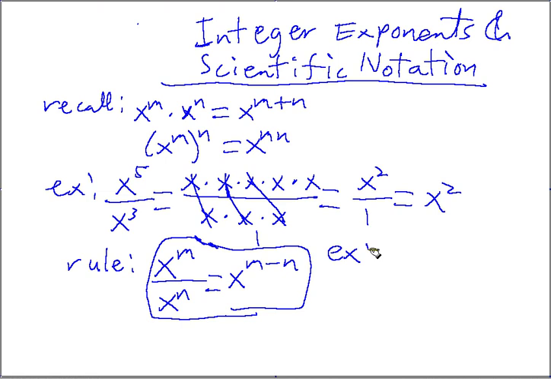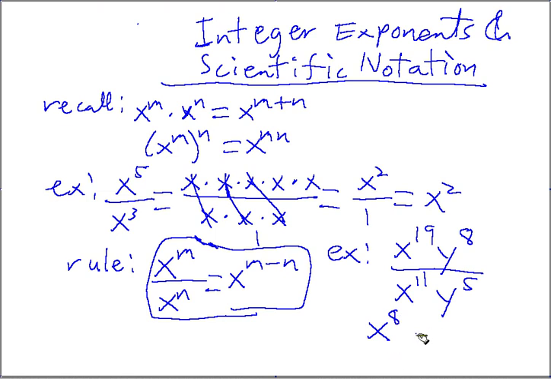If I give you a problem like this, for example, x to the 19, y to the 8th, divided by x to the 11th, y to the 5th, all you do is subtract the corresponding exponents. You can look at a problem like this and just write the answer down. This is x to the 19 minus 11, so that's x to the 8th, and y to the 8 minus 5, so y cubed. So x to the 8th, y cubed. Again, not too bad at all.